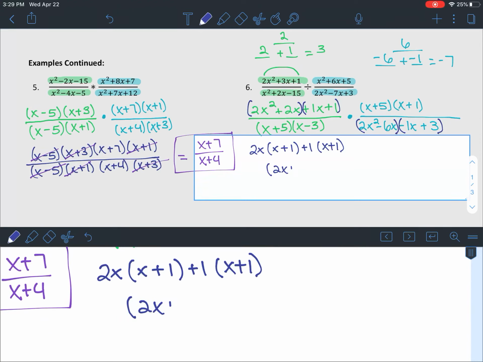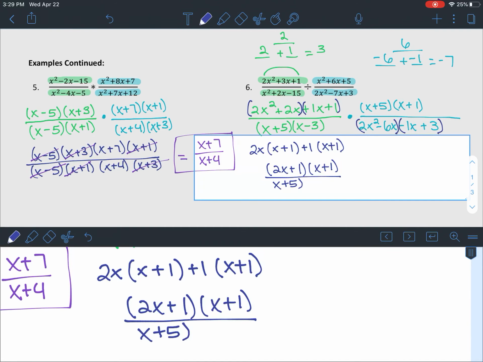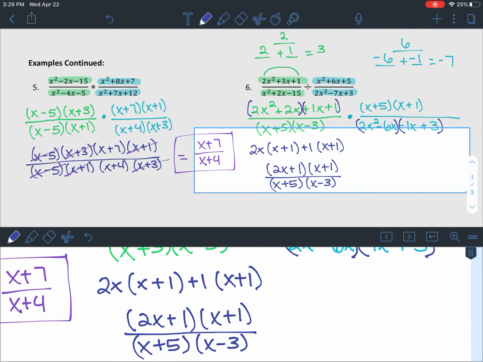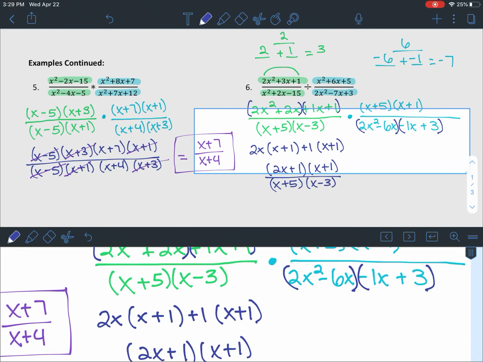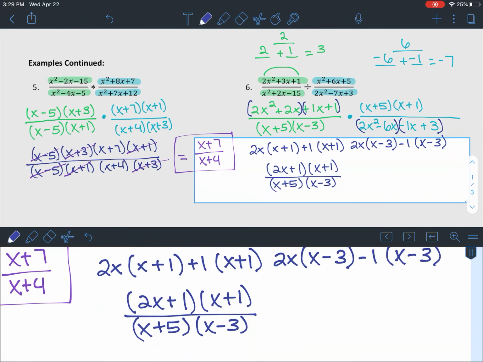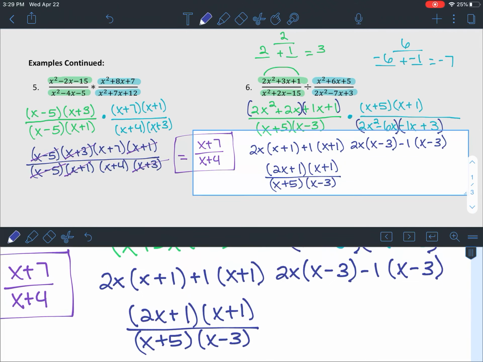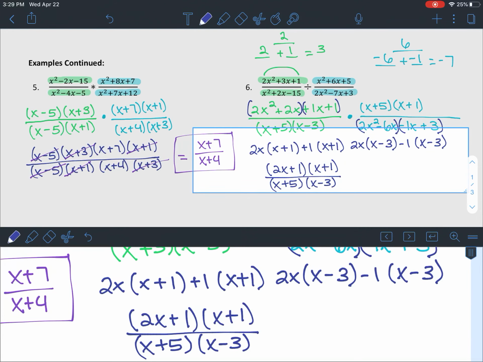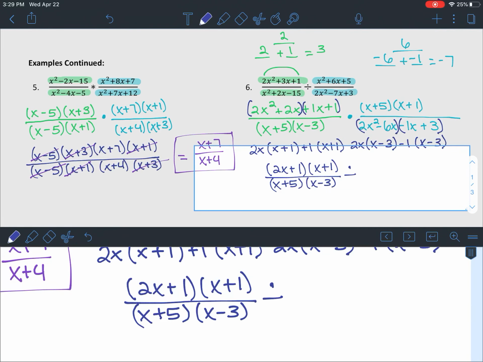So I'm going to just factor this one more time and just say that my two factors are 2x plus 1 and x plus 1 for my top. And on the bottom, I have x plus 5 and x minus 3. If I look at this one over here, my first set of parentheses, again, I can pull out a 2x and I would be left with x minus 3. And in the second set, I'm going to pull out a negative 1 and I'll be left with x minus 3. So my factors for the bottom on this side are going to be 2x minus 1 and x minus 3.